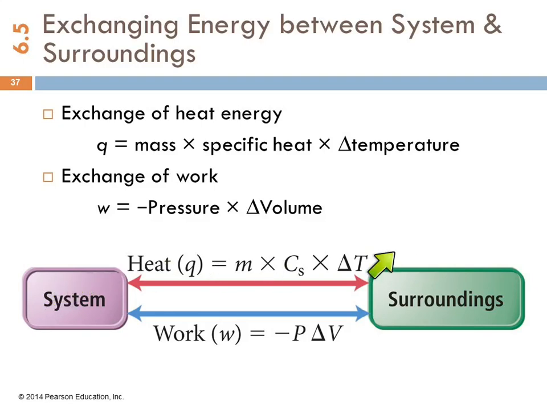And so the heat can go either way between system and surroundings. The work can go either way between system and surroundings. And you can actually have the work going one way and the heat going the other way in the same process. Or they can both be going in the same direction. So there's lots of possibilities here.